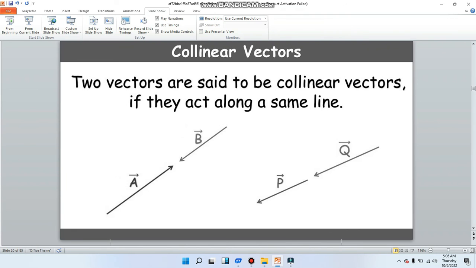Collinear vectors. Two vectors are said to be collinear vectors if they act along the same line. For example, the vector A and the vector B are along the same line but are in opposite direction. They are called collinear vectors because they are in the same line. The vector P and Q are also in the same line. That's why they are called collinear vectors. Their direction does not matter.